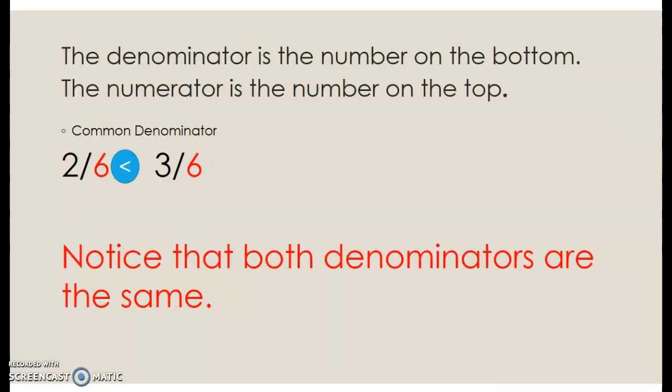If we look at this, we notice that the denominator is the number on the bottom, that is the number that's in red. That is the 6. The numerator is the number that is on the top. These numerators are different. One is a 2 and one is a 3. Common denominator: a common denominator is one that is the same. So looking at the denominator, these two 6's are the same. Notice that the denominators are the same.